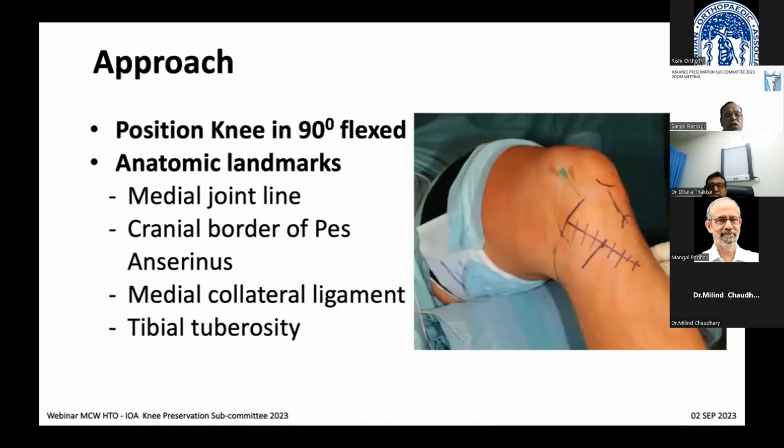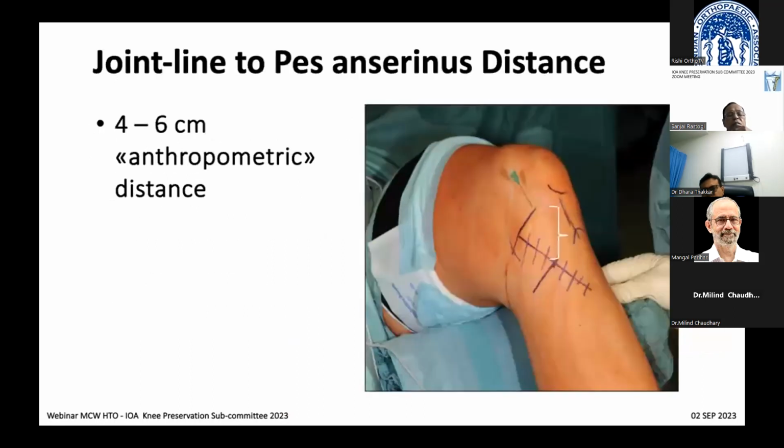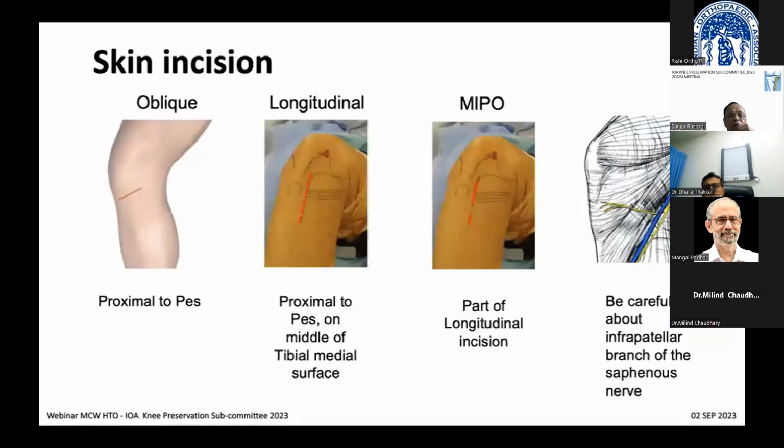The patient's landmarks are marked with the knee in 90-degree flexion: the medial joint line, cranial border of pes, medial collateral ligament and tibial tuberosity. It has been shown by anthropometric distance that the pes insertion is at a distance of 4 to 6 centimeters from the joint line. So this gives enough area to put the proximal part of the plate.